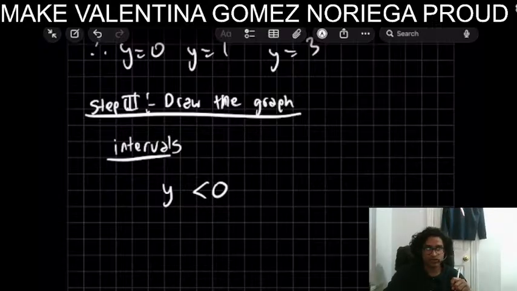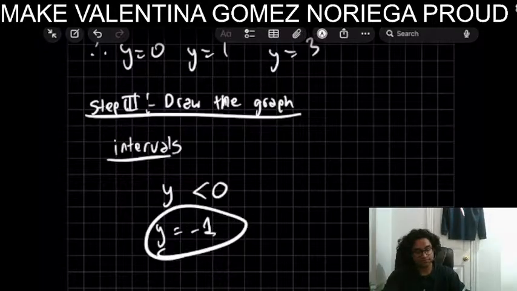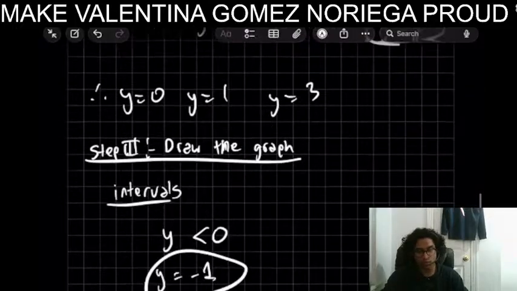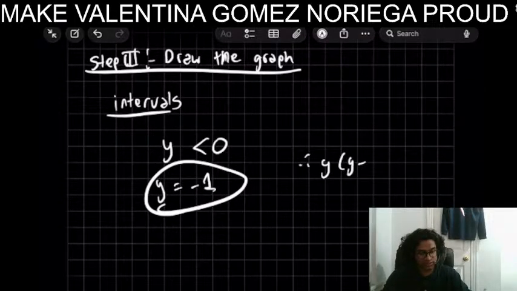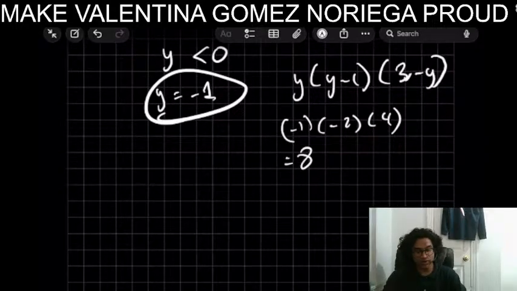We're going to also encounter something called a piecewise function. Now, y equals 0 is 0, obviously. So y less than 0. Let's say y equals minus 1. If I go back to this equation, y minus 1, 3 minus y, so I'm going to have minus 1, minus 2, 4. So 2, 4, 8.